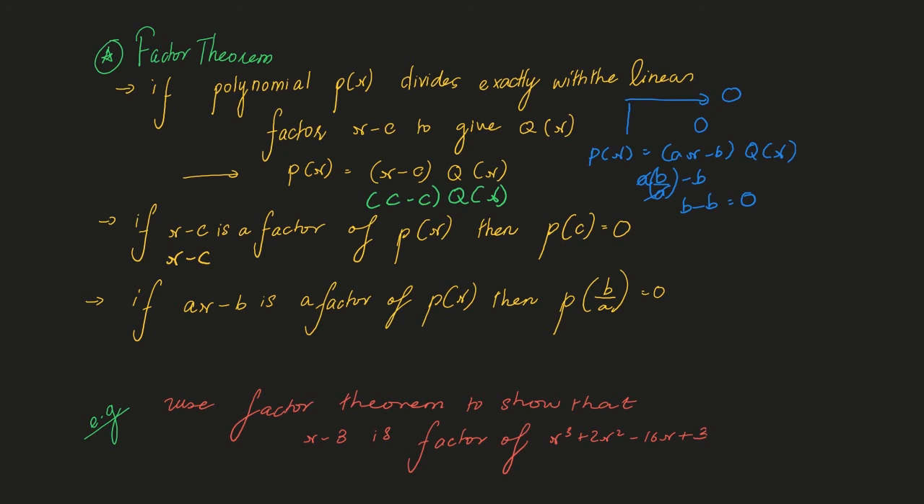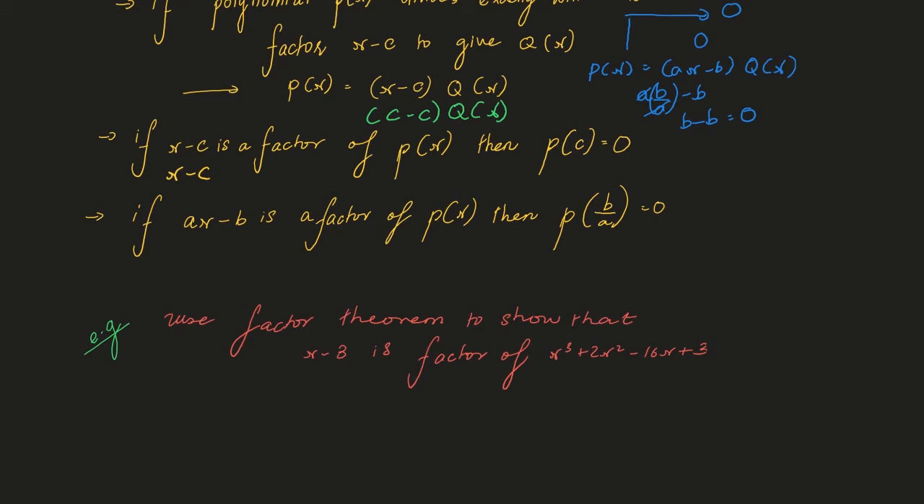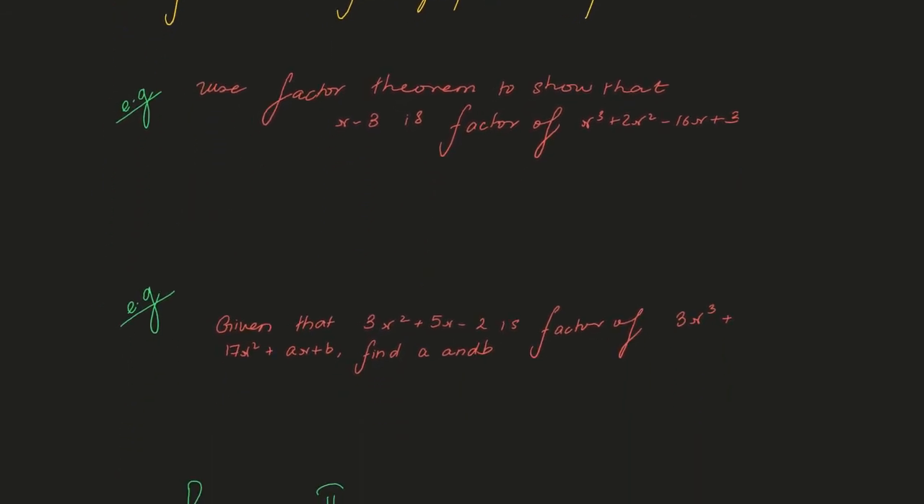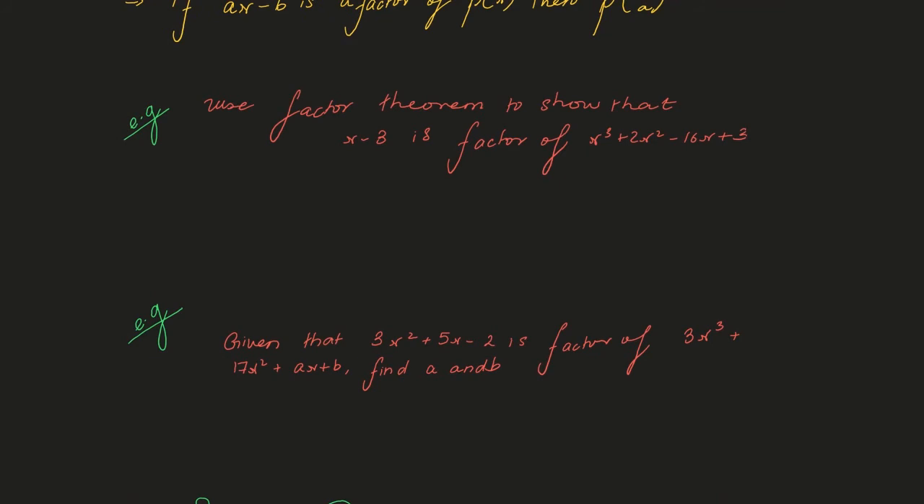Now we have a few examples here. For example, the first question here is: use the factor theorem to show x minus 3 is a factor of x cubed plus 2x squared minus 16x plus 3. This is pretty simple. If x minus 3 is a factor of p(x), then p(3) should be 0. So you input 3 into this and you will get the answer as 0.